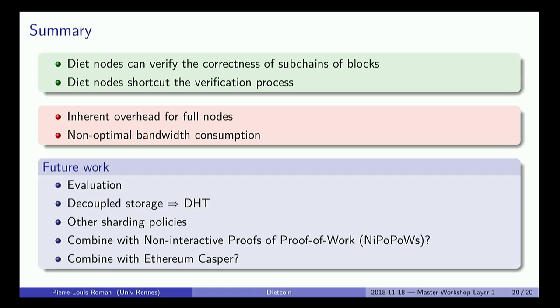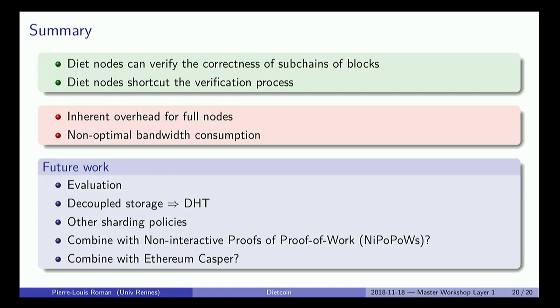And lastly, it can also be combined with two completely different approaches. So I've proposed something that enables easier verification of correctness, whereas NIPoPoW, so non-interactive proofs of proof of work, enable easier verification of difficulty. So we can combine the two together and probably have something even better than what we currently have.